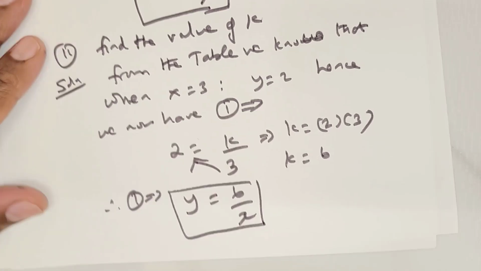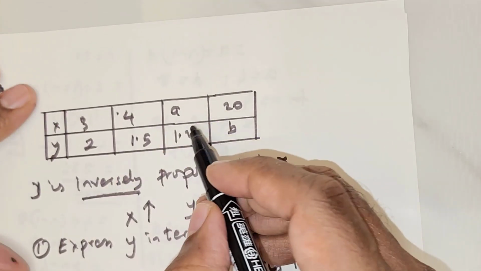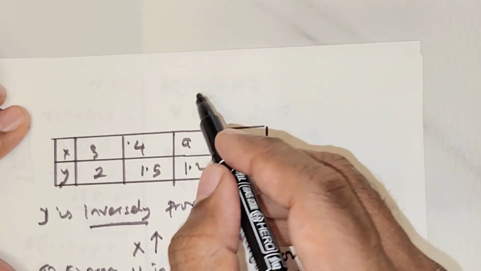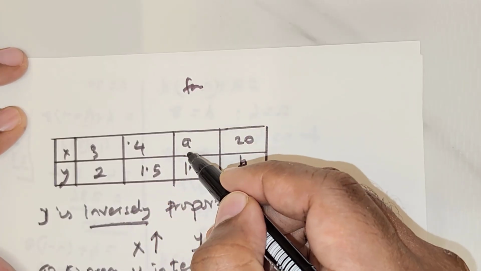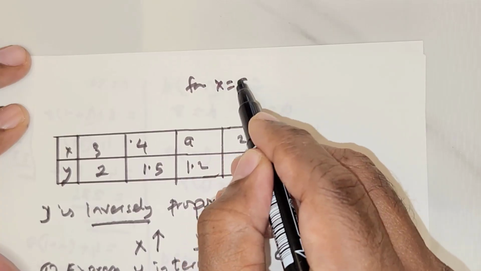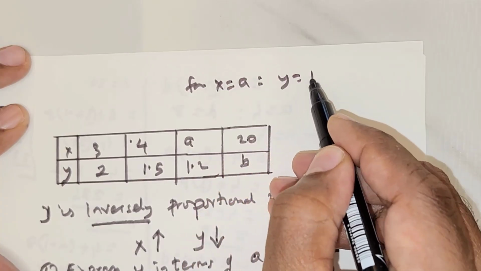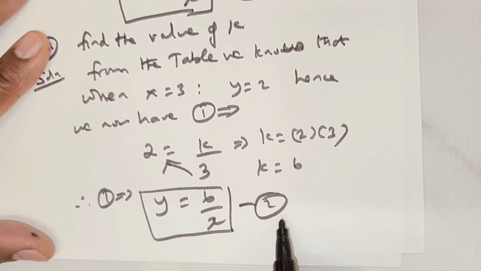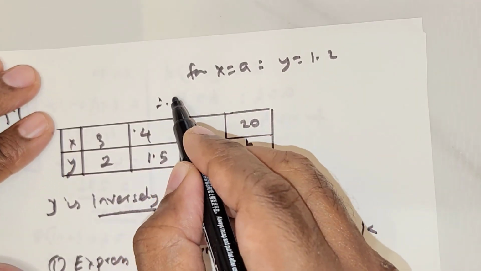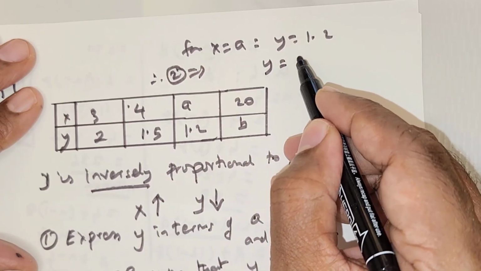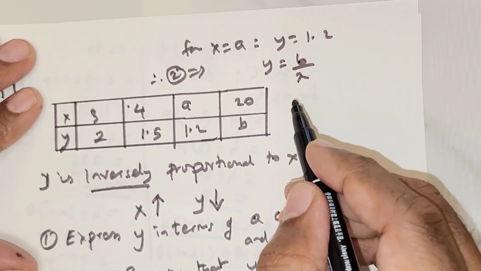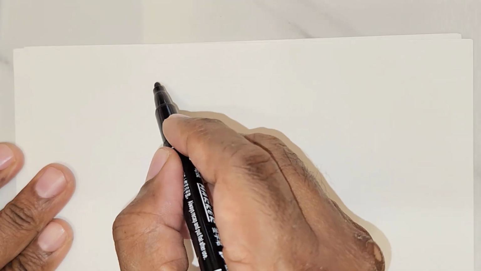Now the next question is asking us to find the value of a and b. So what is a standing for? x is equal to a. For x is equal to a, y value is 1.2. So I'm going to take this as 2, and then I'm going to rewrite it here. Therefore 2 can be rewritten as y is equal to 6 over x. Is it not? So let me use the next side of the paper.